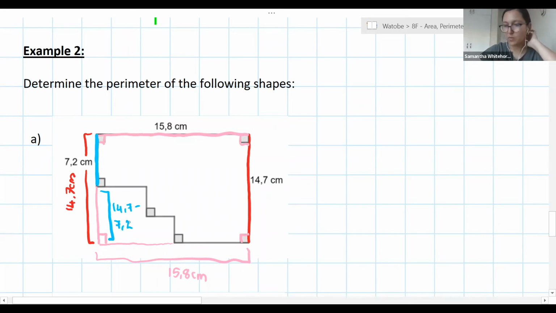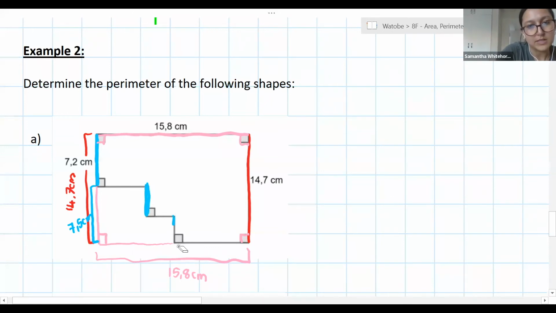So that would be, quick maths, 7.5, right? As Dylan's put there on the chat. What I know is that this remaining length over here is 7.5 centimeters. That's very helpful because this vertical length plus this vertical length, if I put them in line with each other, gives 7.5 centimeters. So everything I've highlighted in blue will equate to 14,7 centimeters.